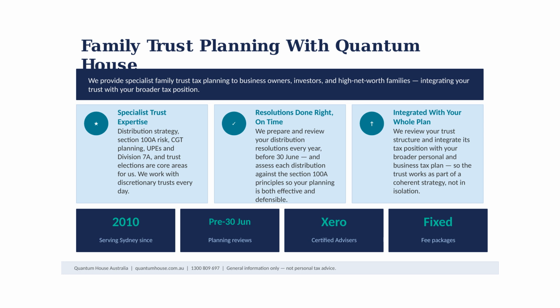Second, we get the resolutions done right and on time. We prepare and review your distribution resolutions every year, before 30 June, never after. And we assess each distribution against the Section 100A principles, so your planning is both effective and defensible if the ATO ever asks questions. Third, we integrate the trust with your whole plan.